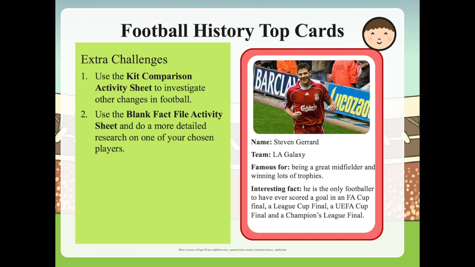Extra challenge number 2 is, can you use a blank fact file activity sheet and do a more detailed research project on one of your chosen players? So on this sheet, you can choose one of the players that you've already been thinking about and do some more detailed research on them and see if you can fill in that activity sheet. There's a space for you to do photos, captions, subheadings and a heading. So let's see how well you can do research on one of your favourite players.